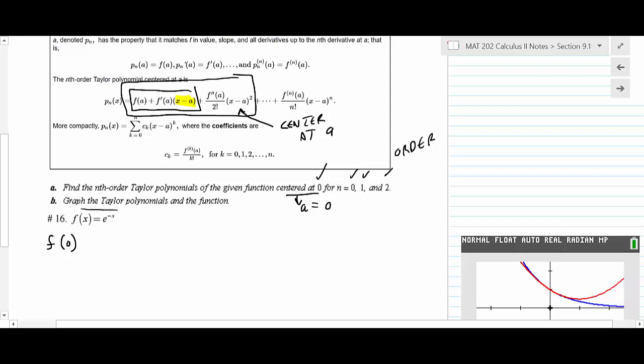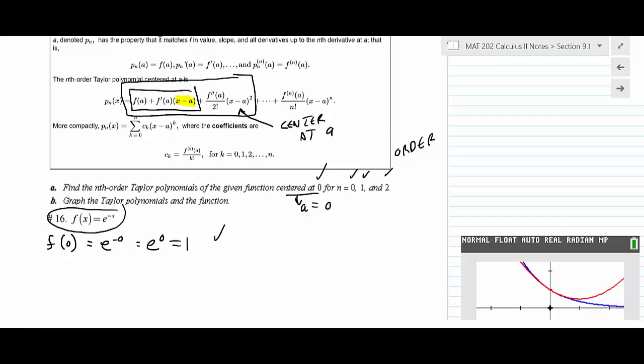And again, I've given you this exponential function. So f of 0 is going to just be e to the negative 0, so that's equal to 1. Okay, and that is the constant term of the polynomial. That's what this f of a right here is in the Taylor polynomial. We did f of a. We're centered at a, so we just evaluate the function at that point.